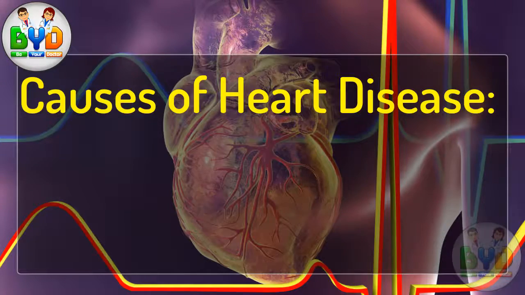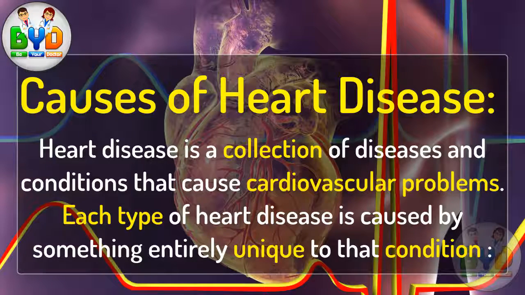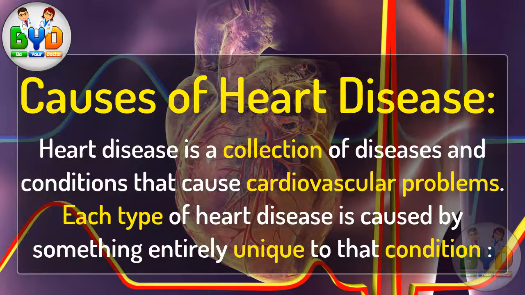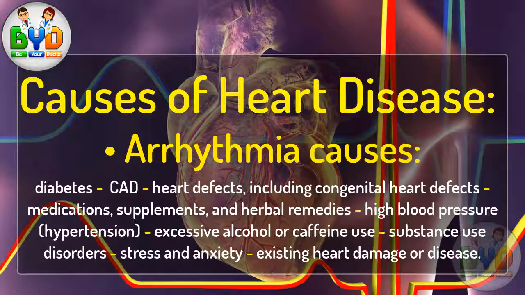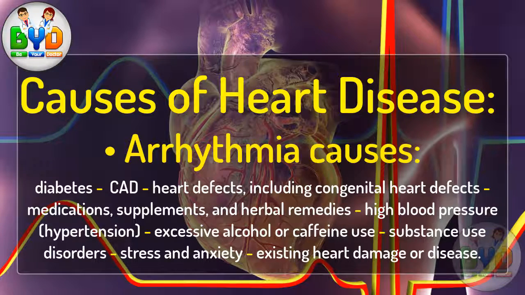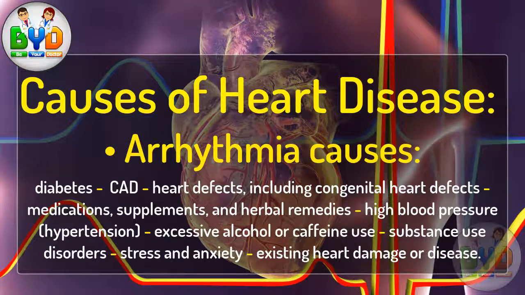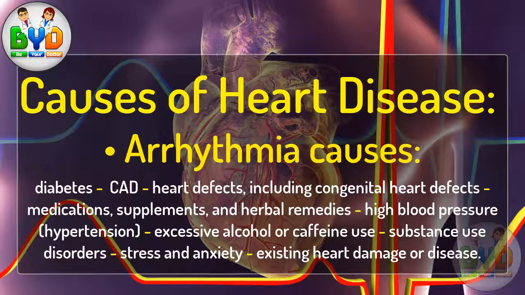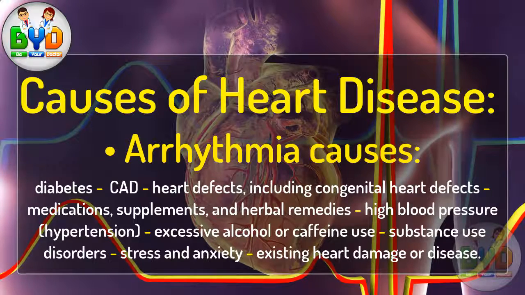What causes heart disease? Heart disease is a collection of diseases and conditions that cause cardiovascular problems. Each type of heart disease is caused by something entirely unique to that condition. Arrhythmia causes: diabetes, CAD, heart defects, including congenital heart defects, medications, supplements, and herbal remedies, high blood pressure, hypertension, excessive alcohol or caffeine use, substance use disorders, stress and anxiety, existing heart damage or disease.